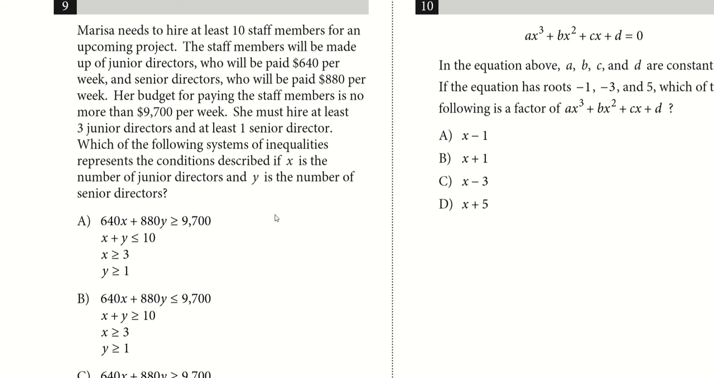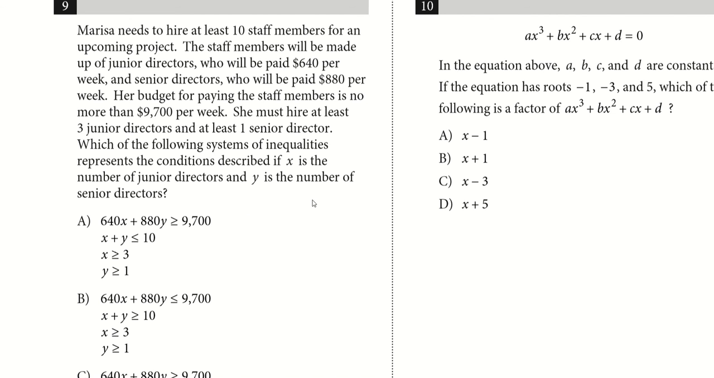So next, we were told that her budget for paying the staff is no more than 9,700 per week. So how can we determine this? Well, we were told that it'll be 640 per week for junior directors. So that means we multiply 640 by X, the number of junior directors, and that'll give us the total amount paid to junior directors. Similarly, we need to multiply 880 times Y, the number of senior directors, which will give us our total paid to senior directors, right?